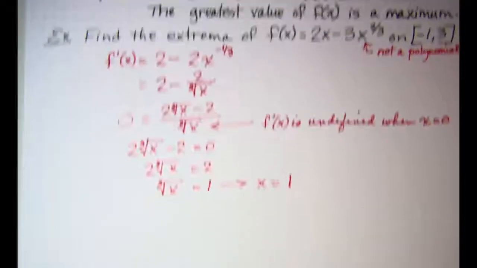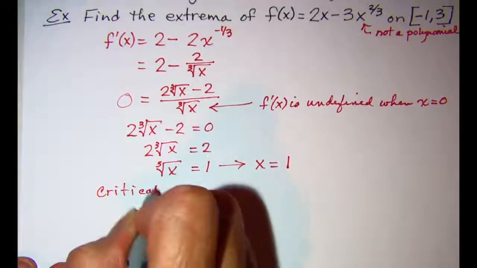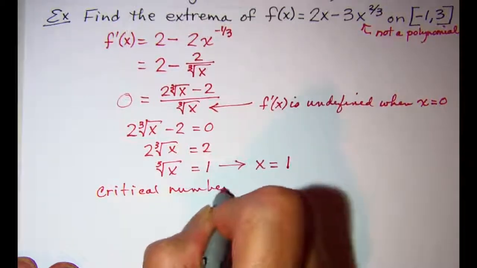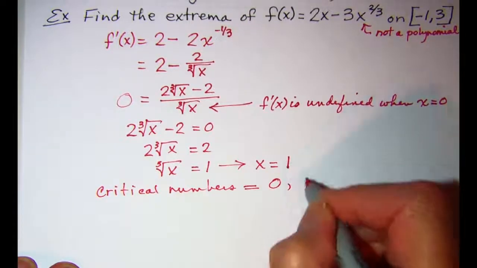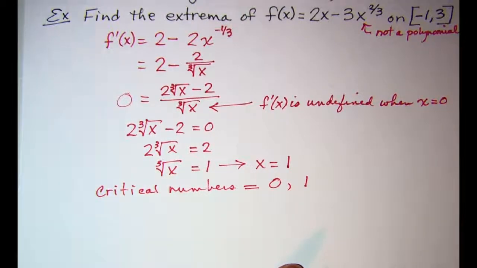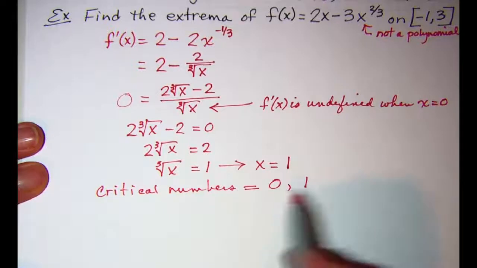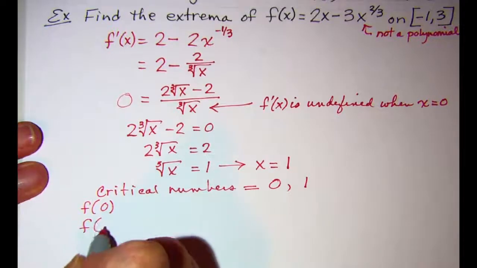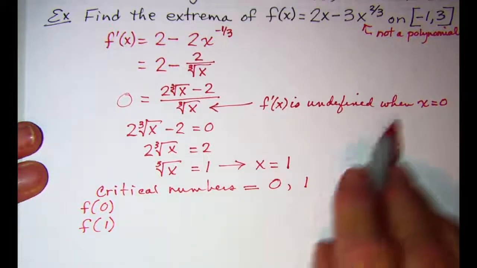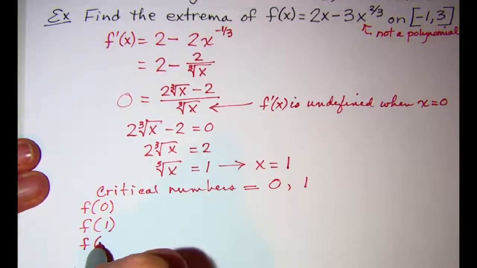So our critical numbers then are 0 and 1. Our next step is to evaluate our function at our critical numbers. So f of 0 and f of 1. We also need to evaluate our function at the endpoints of the interval. So we need to find f of -1 and f of 3.